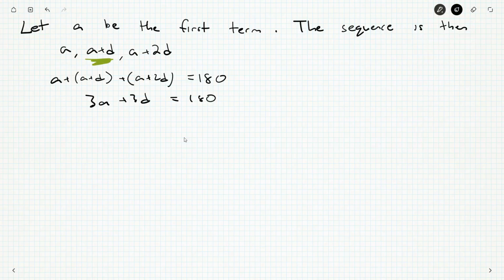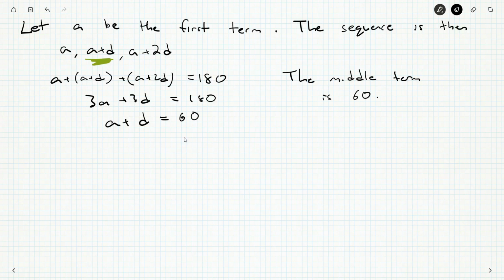So we think and we think and we say, well, either you see the connection or you say, all these terms start with just an A, whereas I've got 3A here. And I've got 3D and 180. These are all multiples of 3. So if I divide everything by 3, I get A plus D is 60. And that's exactly what I want. The middle term is 60.